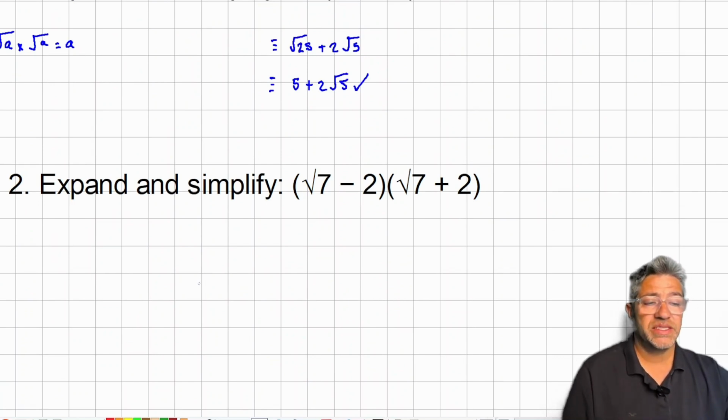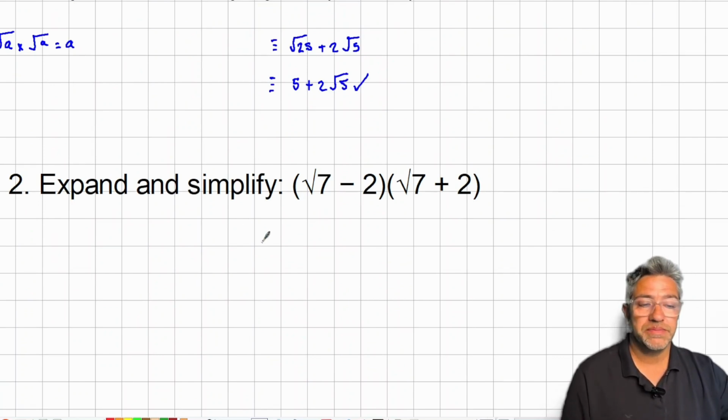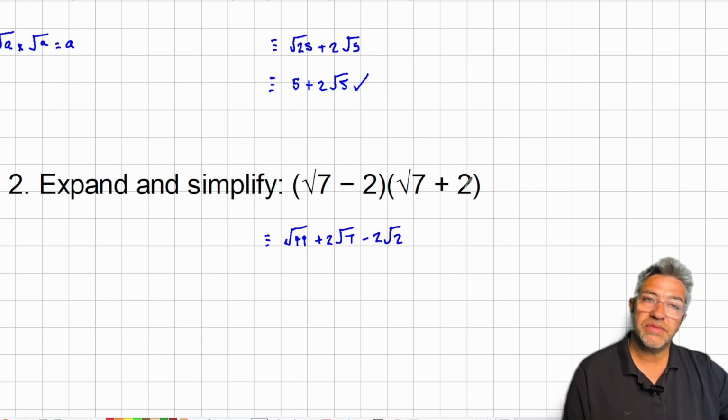So straight away this time, you will note we have a double bracket. But the concept is exactly the same. As I've mentioned up here, root a times root a is a. You might be comfortable by writing root 7 times root 7 is 7. I'm going to take that extra step for the clarity. Root 7 times root 7 is root 49. Then I will have plus 2 root 7, negative 2 times root 7, minus 2 root 7, negative 2 times 2, negative 4.